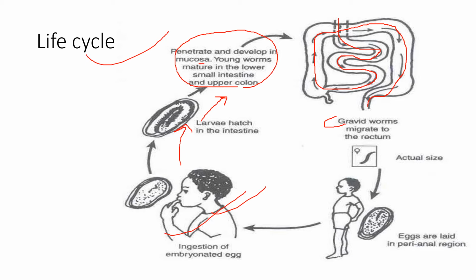During this time, the child gets a lot of itching. The child may rub or scratch the area, so the hand will already be contaminated. The child may then use this hand for eating food, or the hand may touch other children, and this leads to the spreading of the infection. So this is the life cycle of the pinworm.